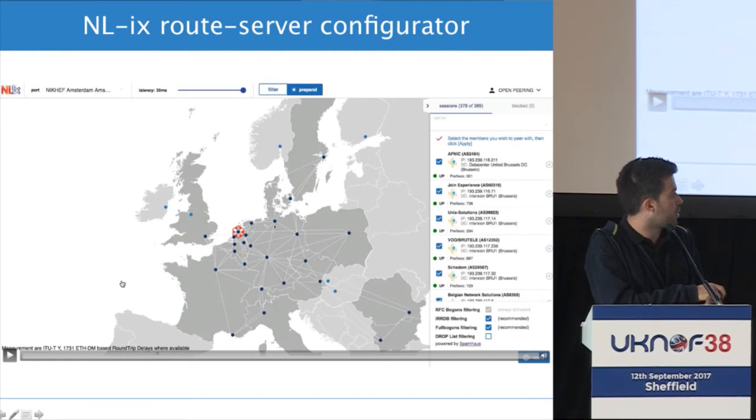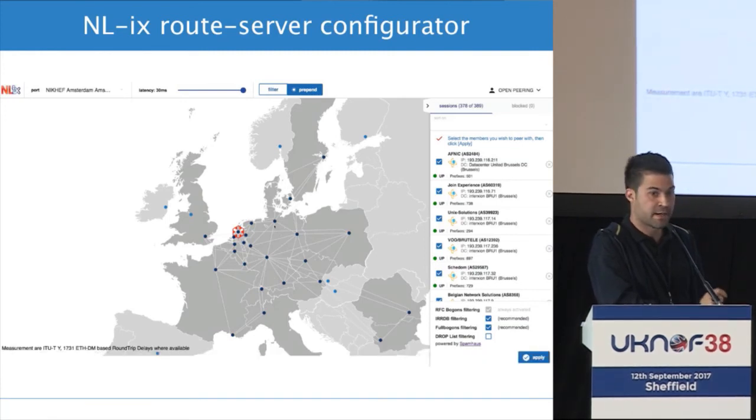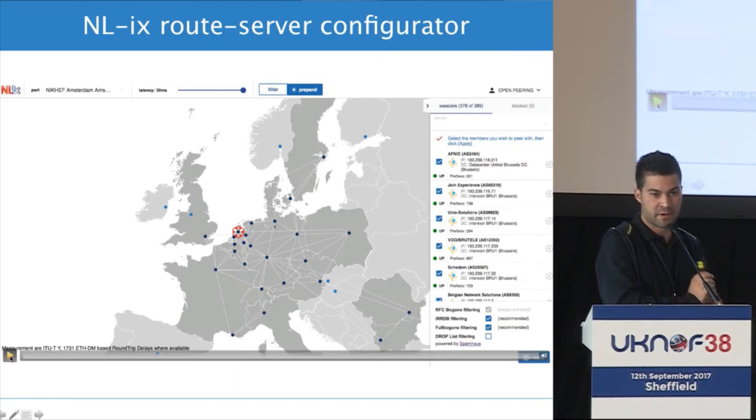And then you have the selectable boxes to apply filtering against the RIPE database in this case. So the IRR database, we are using RIPE. Fullbogons filtering, where the information is coming from Team Cymru. And drop list filtering, where the information is coming from Spamhaus.